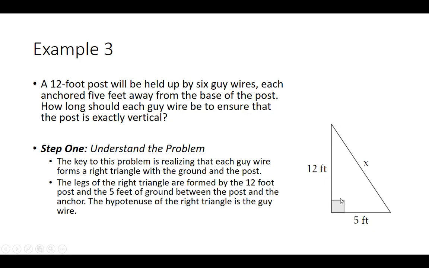We're told that the post is 12 feet. We're told that the wire is 5 feet away. And the wire goes from this point 5 feet away up to the top of the post. The fact that there's 6 guy wires is not relevant to this problem. So the legs of this triangle that are formed are the 12-foot post and the 5 feet of ground. The hypotenuse is the guy wire.